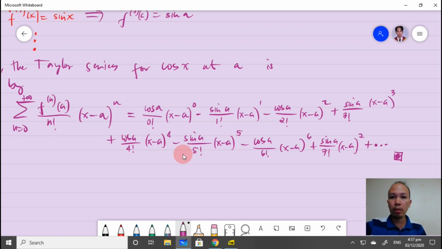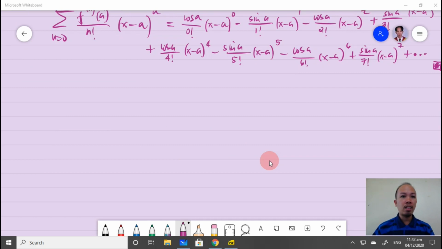Further explanation of the Taylor series and some reminders. I remember that I am going to give a theorem first before an example, but I changed my mind. Before the theorem, I'm going to give a note first. Let's have a note here.